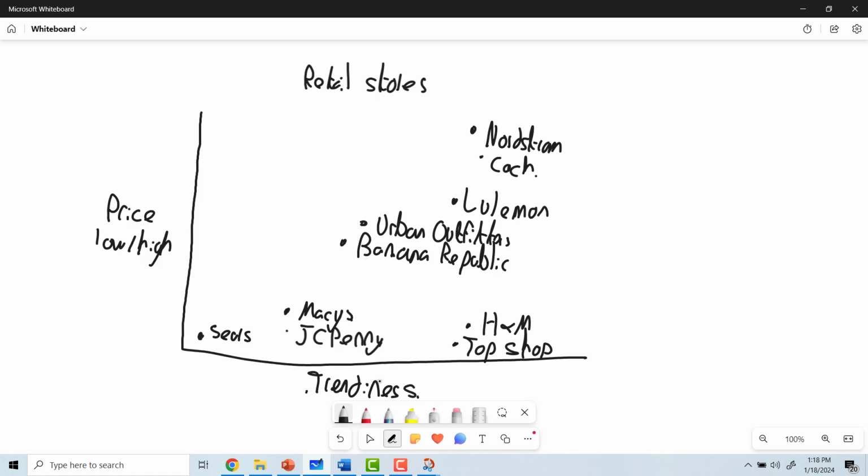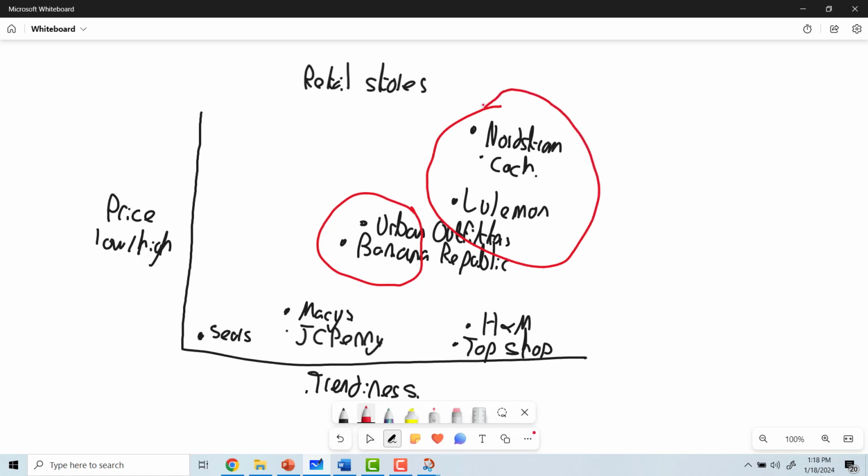And then what we could actually do is we've put these on these two segmentation bases. We could say, okay, this is my middle of the market. This is kind of my high-end trendy. This is my basic department stores. This is my fast fashion. So we can actually do it to segments based on these segmentation bases. So that's just my kind of example of a segmentation.